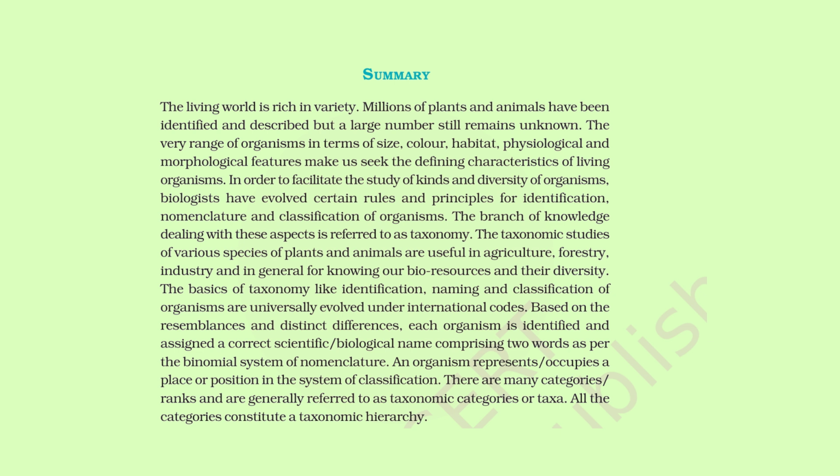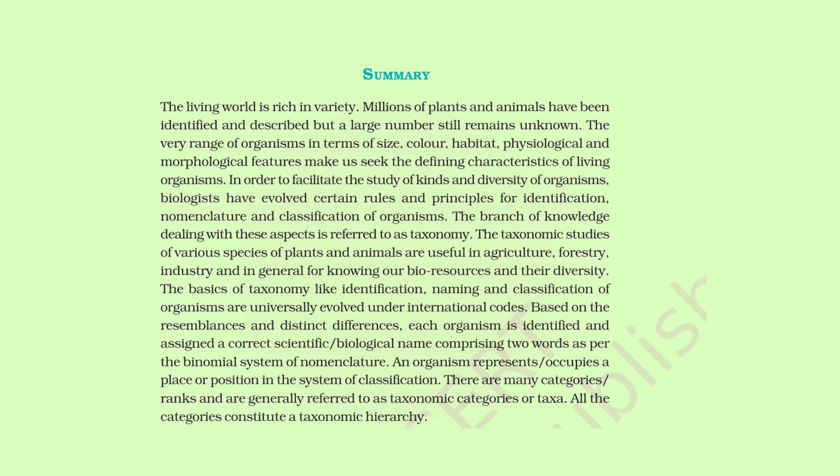Millions of plants and animals have been identified and described, but a large number still remains unknown. The very range of organisms in terms of size, color, habitat, physiological and morphological features make us seek the defining features of living organisms. In order to facilitate the study of kinds and diversity of organisms, biologists have evolved certain rules and principles for identification, nomenclature, and classification of organisms. The branch of knowledge dealing with these aspects is referred to as taxonomy.